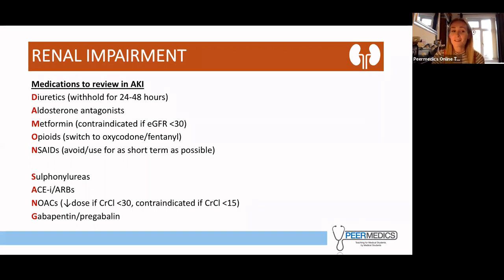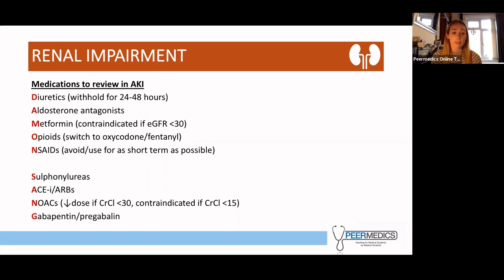So it stands for diuretics. With these, you need to withhold them for 24 to 48 hours and then review the patient and see how they're doing. Same with aldosterone antagonists. Metformin is contraindicated if the eGFR is less than 30. In any other case, it's fine to use, but you need to use it with caution. Opioids, as we said before, we need to switch those to one of the ones that's safe to use, such as oxycodone, fentanyl, alfentanil. NSAIDs, avoid or use them for as short a time as possible.